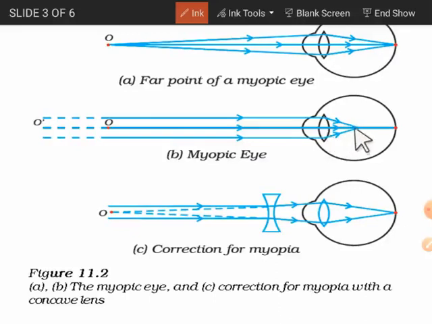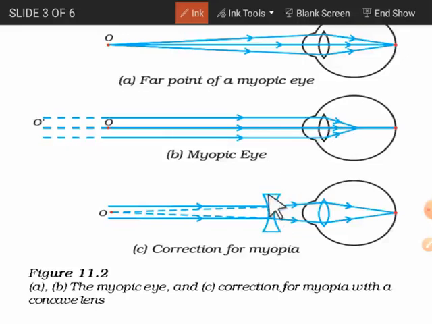Okay, so what happens is the image will be seen blurred here on the retina. Why? Because the image is formed in front of the retina. Got it? So in order to make this image, which is formed in front of the retina, we need to bring it here. That means the focal length of the eye lens is very short.